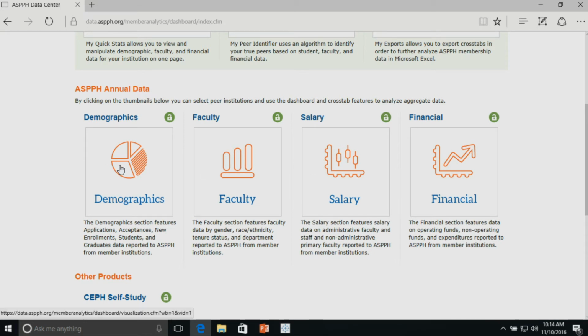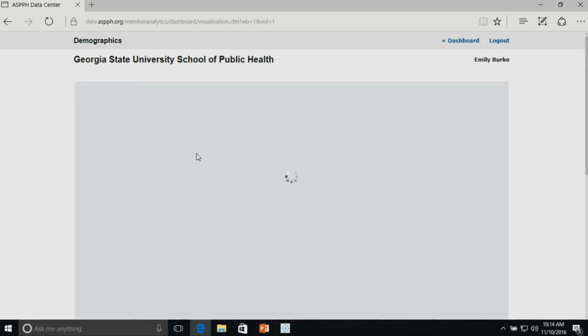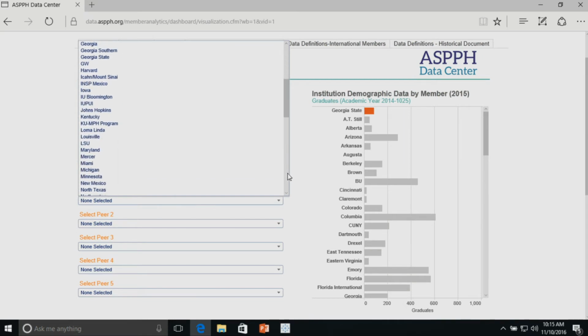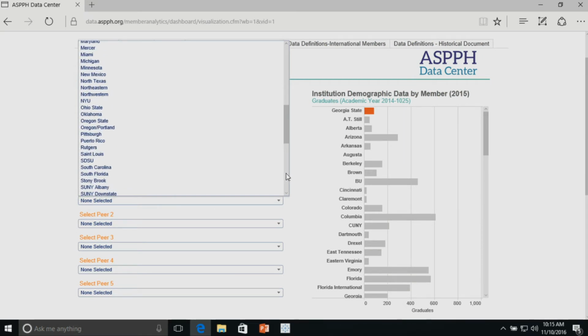So what she did was she came into demographics, and then she selected her peers. And UT Health, thank you for being an example, an excellent example, in fact. They are in the room.